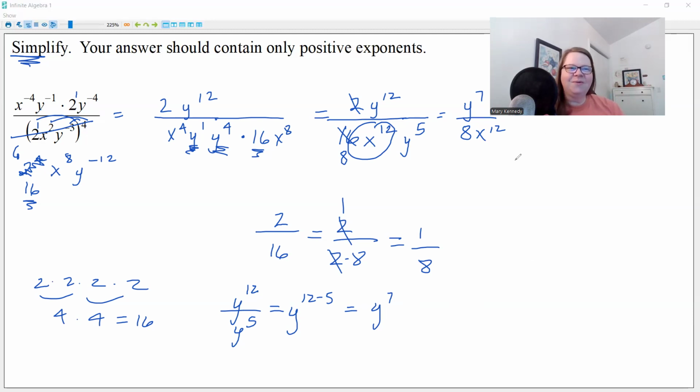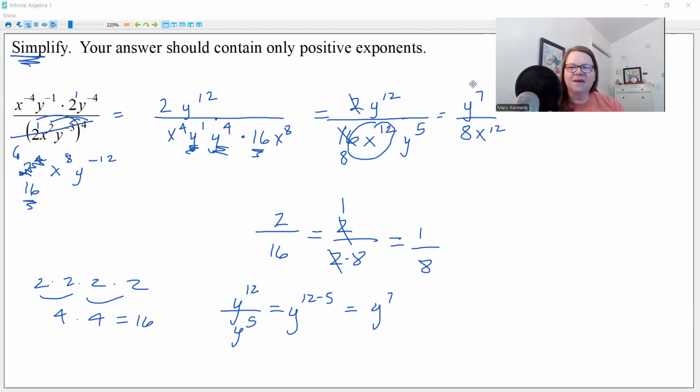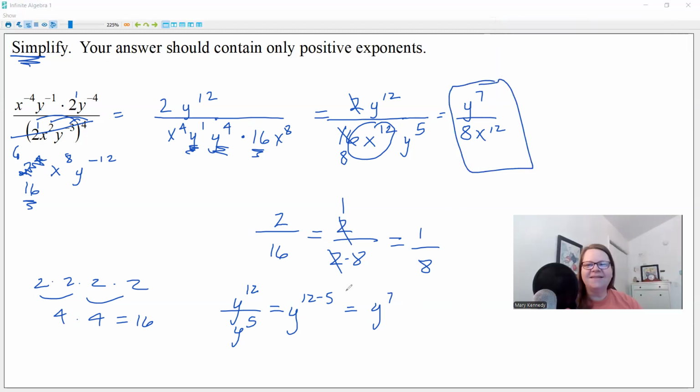All right. Well, the cool thing is that's it. That is our answer. Y to the 7th over 8x to the 12th. That's the simplified version. Not the only way to get there, but it is one good way.